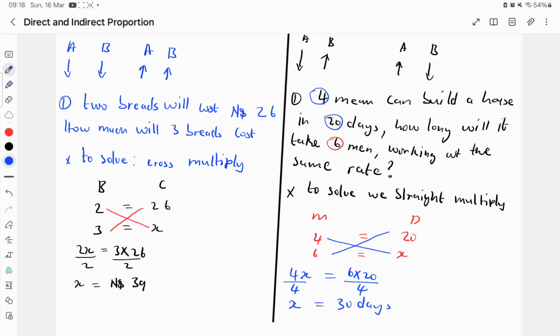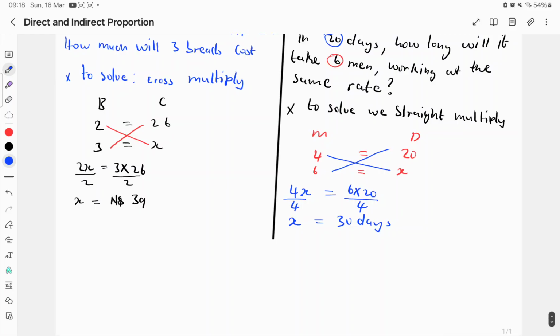Are we together? That's why in here we don't cross multiply. Don't cross multiply here. You understand? In indirect proportion, we don't cross multiply, but we straight multiply. Instead, what we are gonna do is straight multiply. What do I mean straight multiply? I mean like this and like this. Then you multiply.